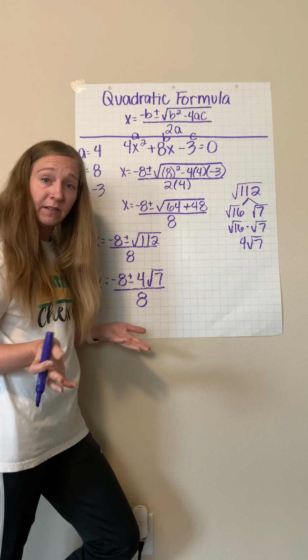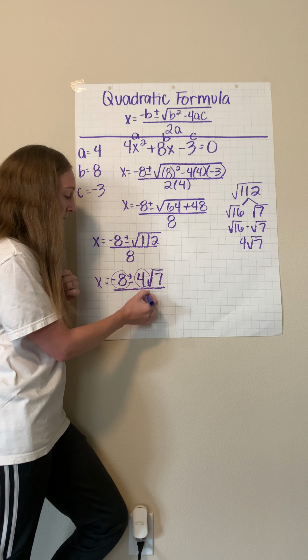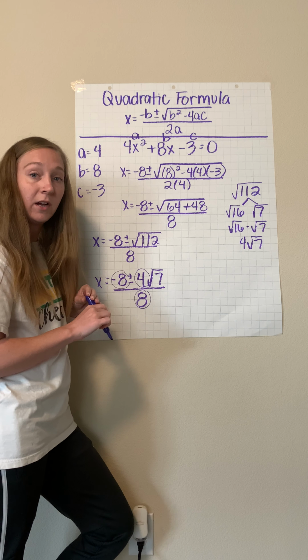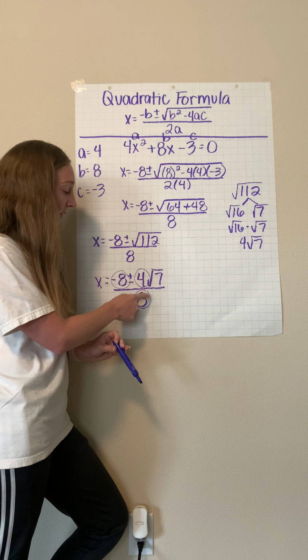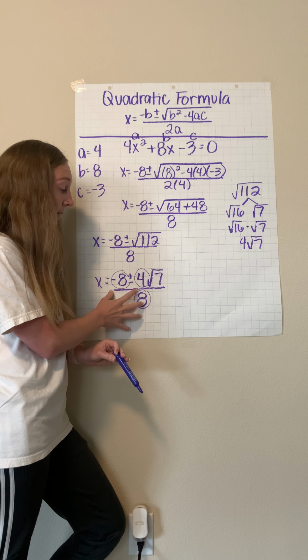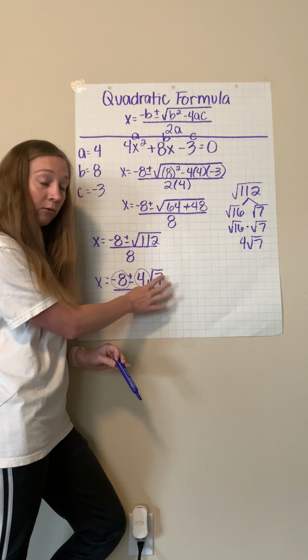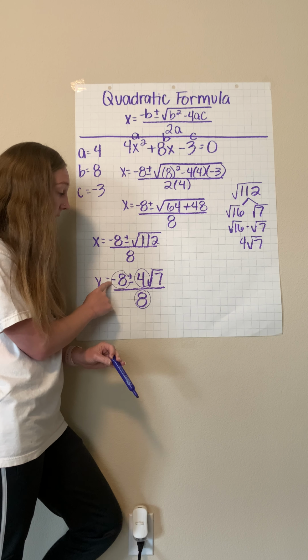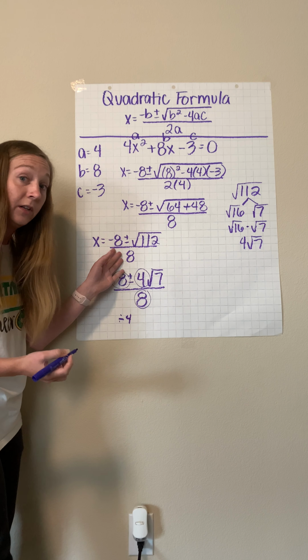I have one more step when simplifying. I notice that -8, 4, and 8 all have a common factor. So I can actually simplify this a little bit more. All three of these can be divided by 4. So that's what I'm going to do. I'm going to divide all of these numbers by 4. Now, not my number under the radical, just all my numbers out front. So I'm dividing all of them by 4 because they're all divisible by 4.